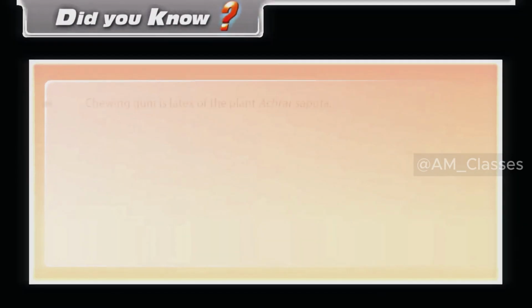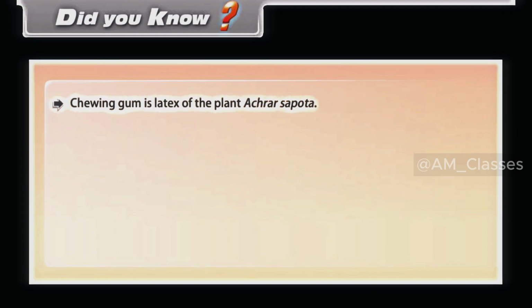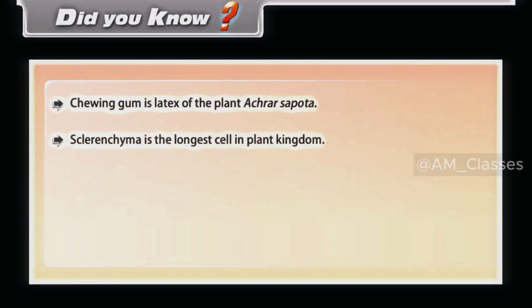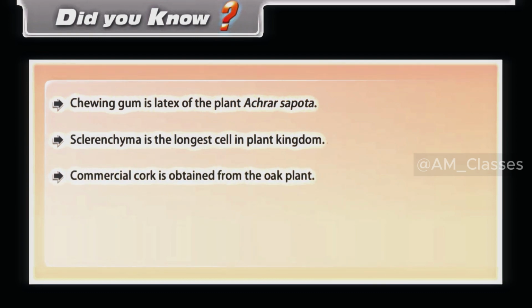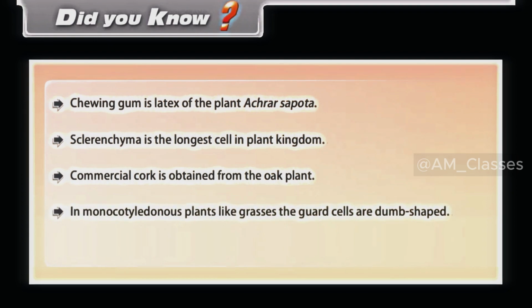Did you know chewing gum is the latex of the plant Achras sapota? Sclerenchyma is the longest cell in the plant kingdom. Commercial cork is obtained from the oak plant. In monocotyledonous plants like grasses, the guard cells are dumbbell-shaped.